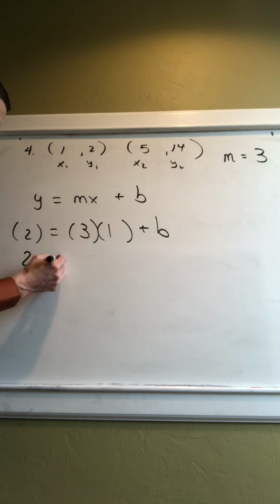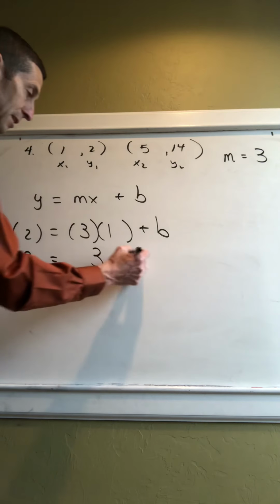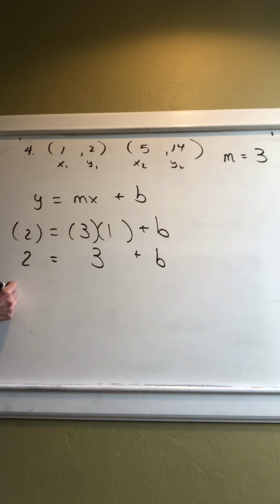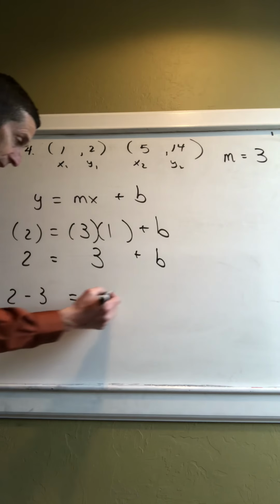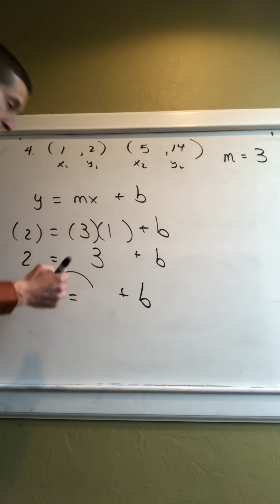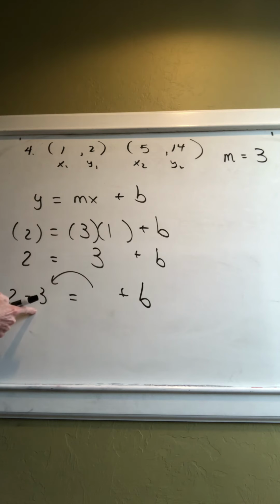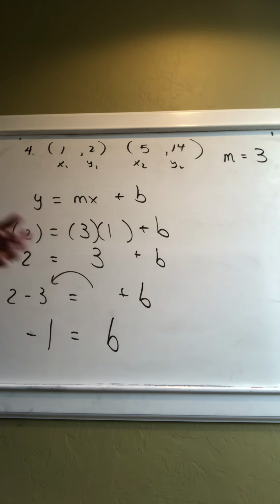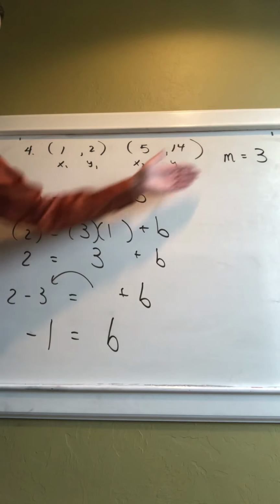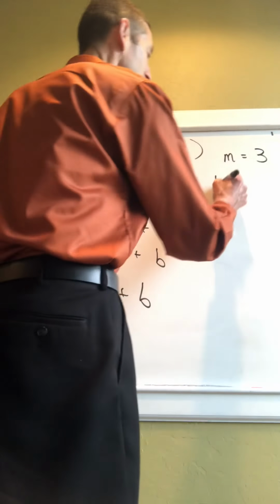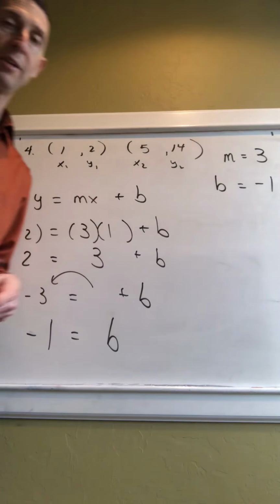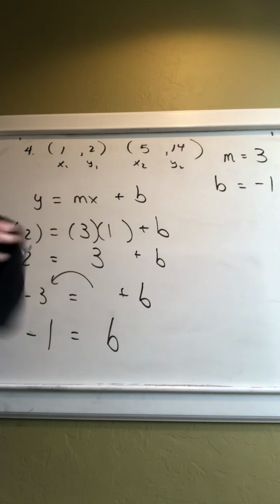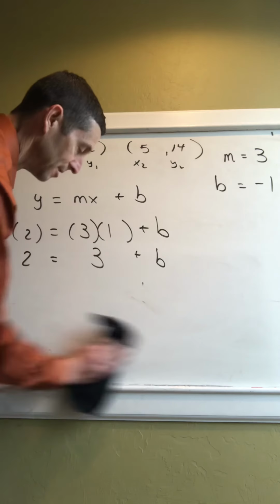All right, I've got 2. 3 times 1, that's 3. Let's subtract that 3 over here. So it was positive 3. Jumps over, becomes negative 3. 2 minus 3, negative 1. So I've found my b value. Have m, have b. I'm ready to write my answer. Once you have m and have b, let's put it together for a final.